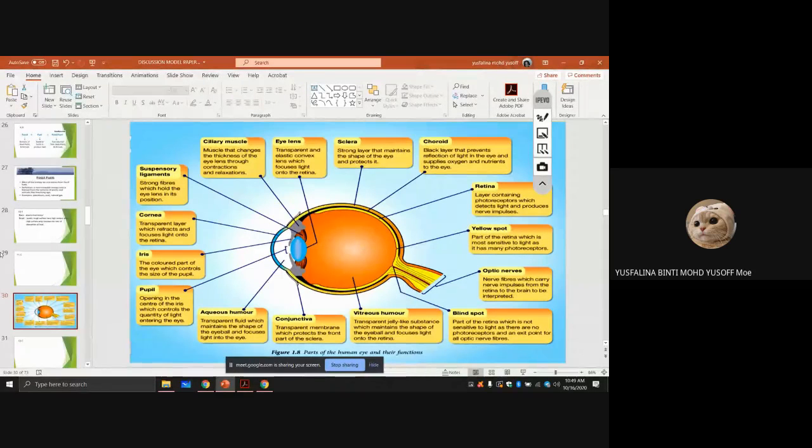Okay, the next one is the ciliary muscle. This muscle can change the thickness of the eye lens, so the eye lens can be thick or thin. This is controlled by the ciliary muscle through contraction or relaxation. So these are the parts of the eye and the function of each part, and you can find it in the textbook.